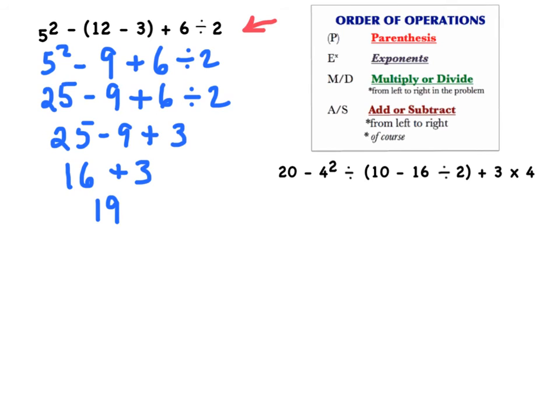Okay. This time, I'd like you to try this one on your own. Pause the video and work it out on paper. Then continue the video once you have an answer, and we'll go over it together. Pause the video now.